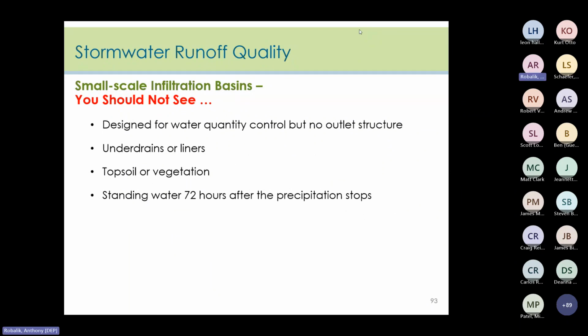So small scale infiltration basins designed for water quantity must have an outlet structure. The reviewer must also not see any underdrains or liners in the design or any topsoil or vegetation in the landscape or planting plan. And there must be no standing water in the basin 72 hours after the precipitation event stops.